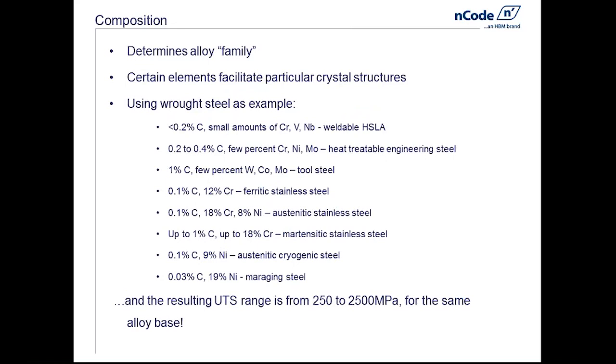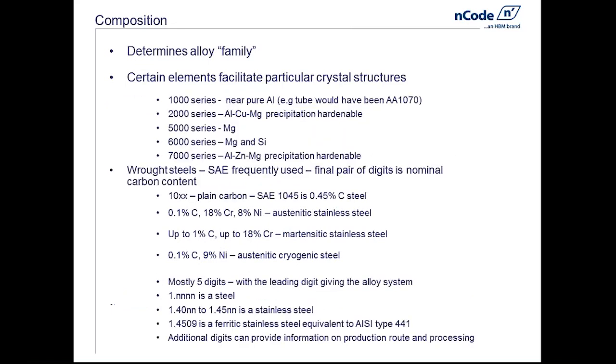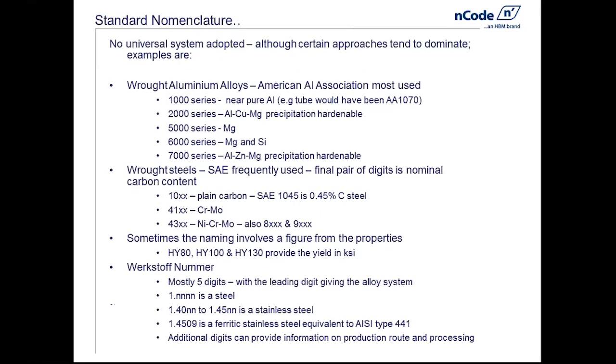And the resulting UTS range, as I say at the bottom, is quite large. It's from 250 to 2,500 MPa, but nowhere near the theoretical strength we've referred to in an earlier slide. We come on to nomenclature. I wish, and I'm sure every engineer on the planet wishes, that it was universal now, but it's not yet. But certain approaches tend to dominate, and I pick out from this the American Aluminium Association. I picked out probably the ones that we use most.